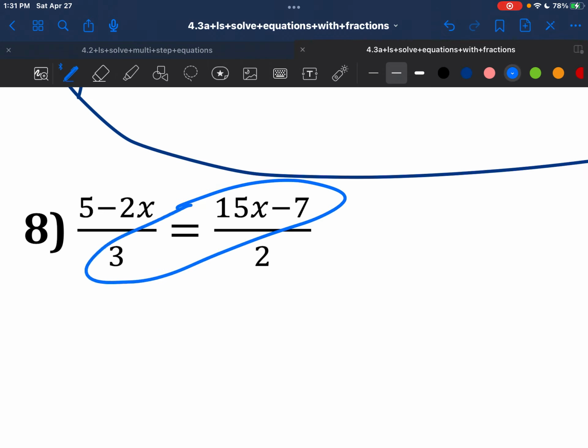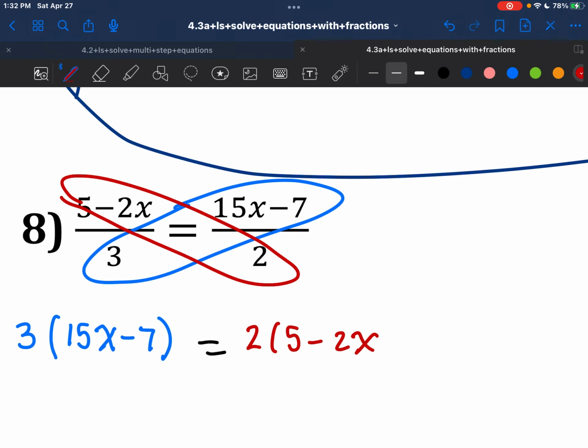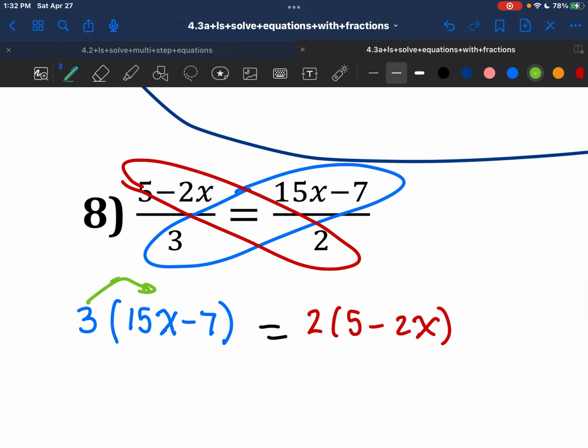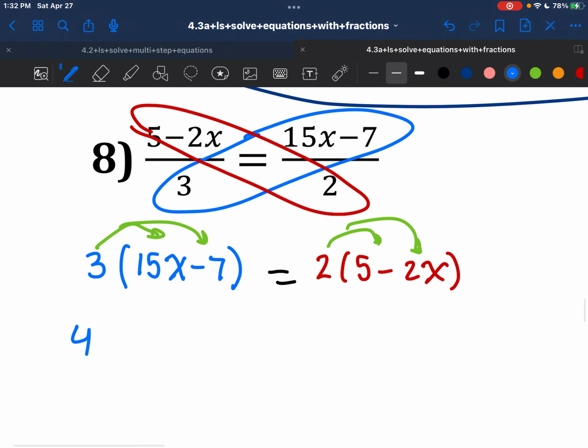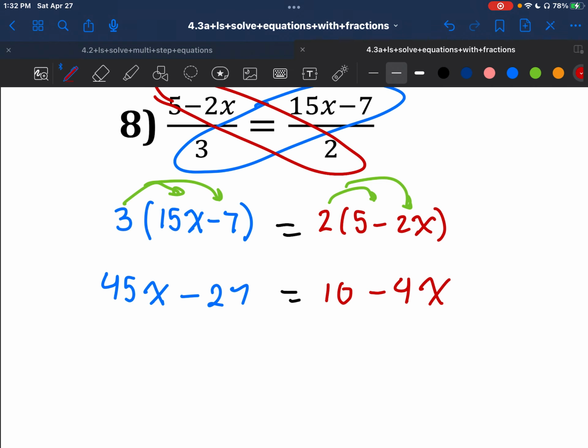So let's do this one here. And we're going to rewrite that as 3 times 15x minus 7. And this one here, we're going to do equals, and then we could do 2 times 5 minus 2x. Let's do our distributive. For funsies, of course, 45x minus 3 times 7, which is going to be 21, equals 10 minus 4x. Okay, now let's just solve as normal.